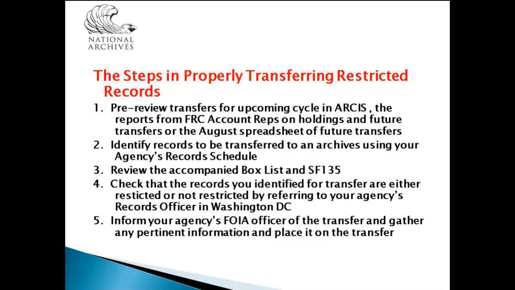The reports from the Federal Record Center account reps on holdings and future transfers, or the August spreadsheet. Identify your records to be transferred using your agency record schedule. Review the accompanying box list, or make sure that you have a box list completed, or the 135. Check that the records you identified for transfer are either restricted or non-restricted by referring to your agency records officer in Washington, D.C. or wherever your headquarters is located. Talk to your agency FOIA officer. Make sure you have all the pertinent information.